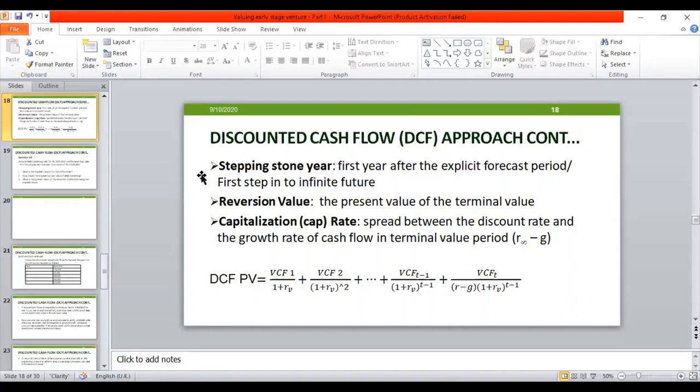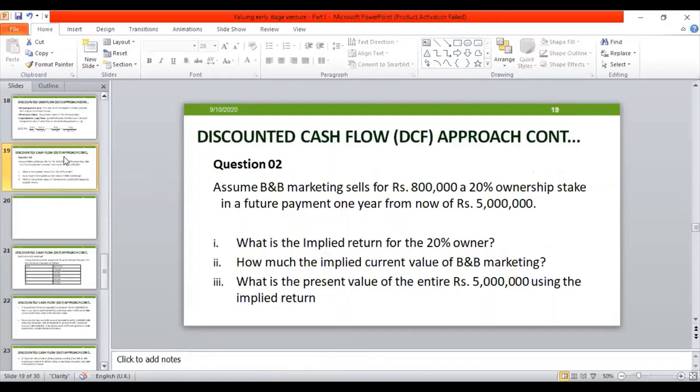And capitalization rate we have already discussed, that is the spread between the discounting rate and the growth rate of the cash flows in the terminal period. And this is the discounted cash flow method, the normal one, where we take the cash flows and discount them by the different discounting factors. So shall we move on to the questions? The first question, so can you take 2 minutes and attempt this question?